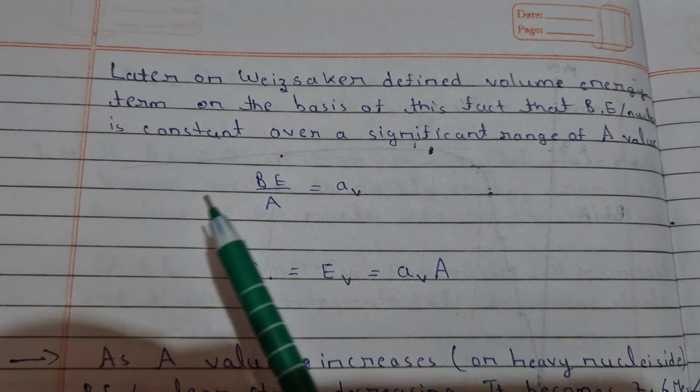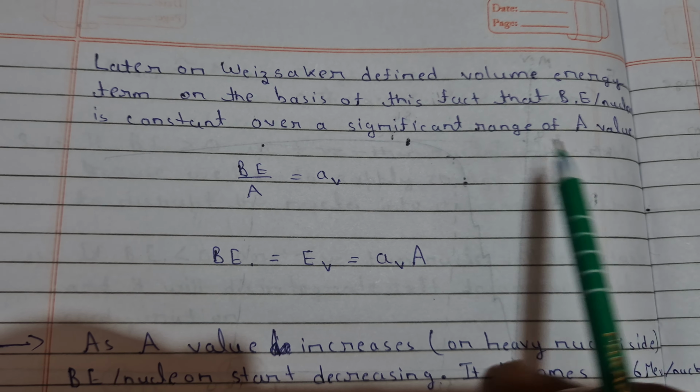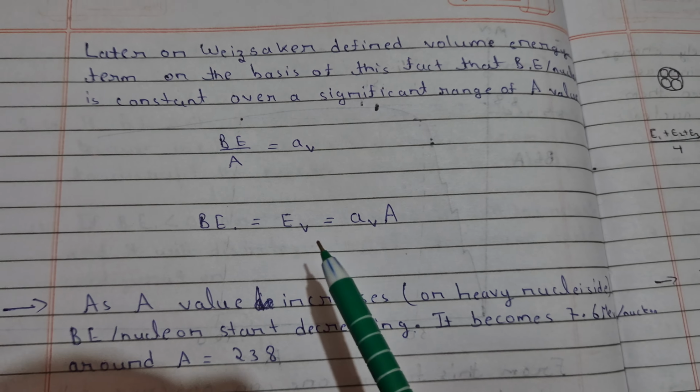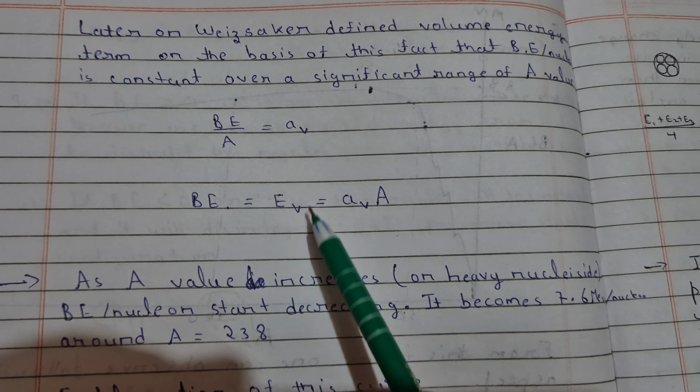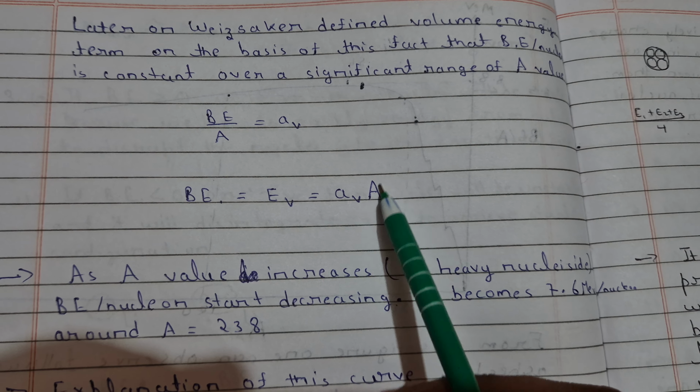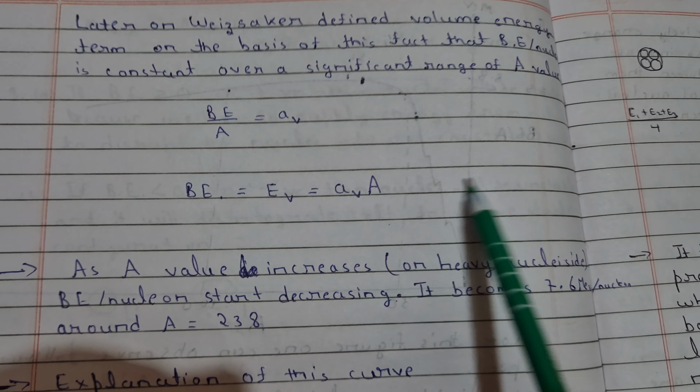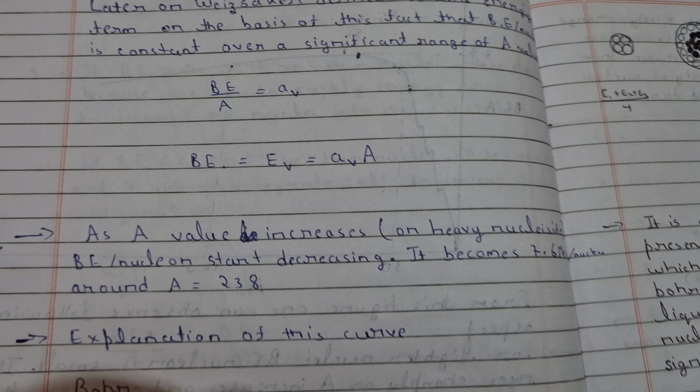Weizsäcker defined the volume energy term on the basis of the fact that binding energy per nucleon is constant over a significant range of A values. Because of this constant behavior over a large range, the binding energy is given by the volume energy term, that is a_V A, where a_V is some constant and A is the mass number. So that's how he gave the binding energy. Then these correction terms came, and we'll study them in the liquid drop model.